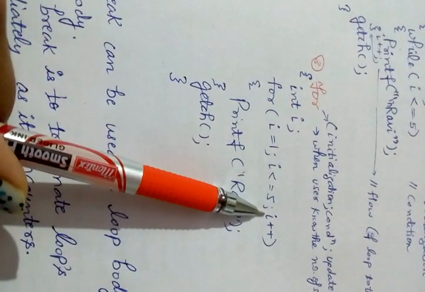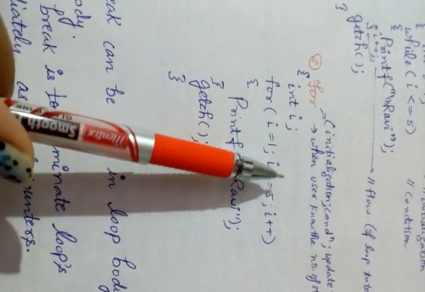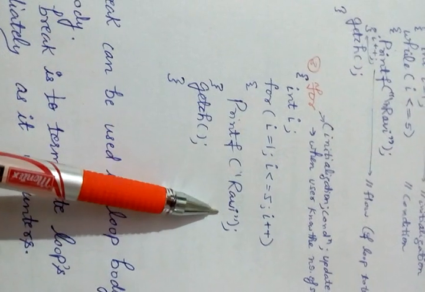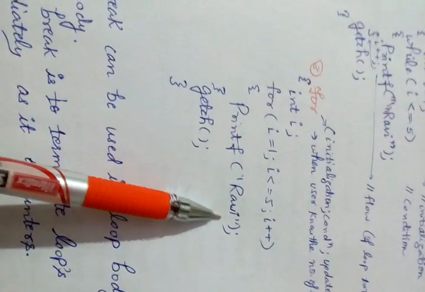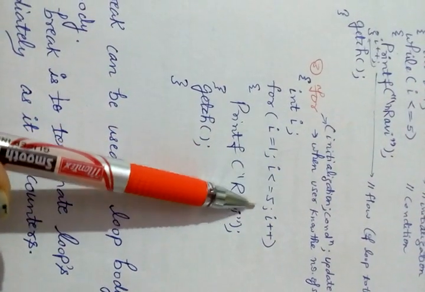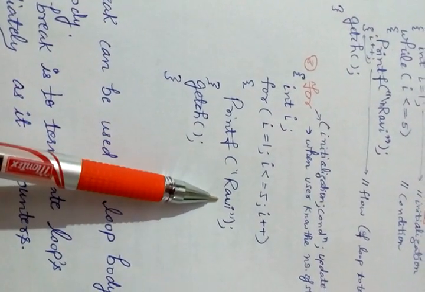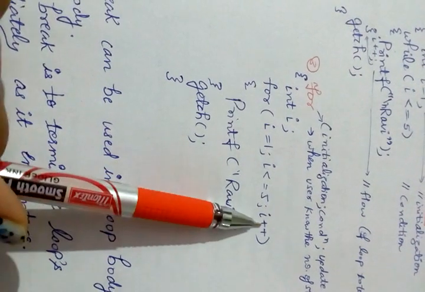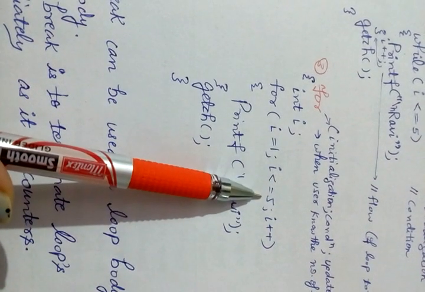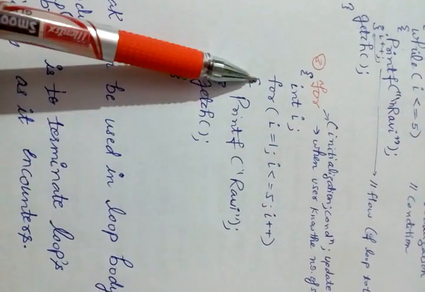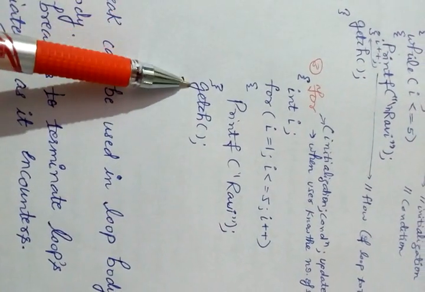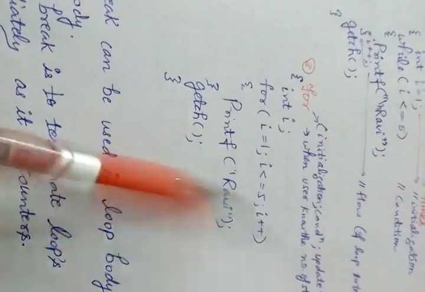Next, 3 plus 1, 4. 4 less than or equal to 5 is true, so the name will get printed. Next, 4 plus 1, 5. So 5 is less than or equal to 5, true, so we'll print the name here. Next, 5 plus 1, 6. Is 6 less than or equal to 5? No, this is false. So it will not go inside this loop, it will come out here and give the print.